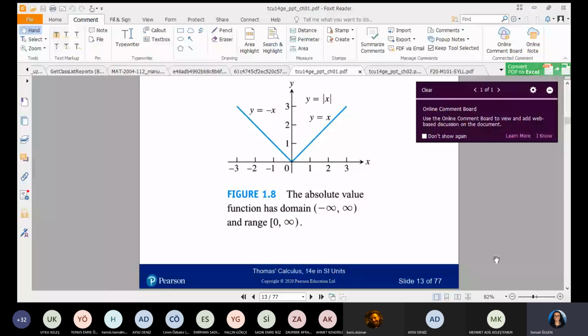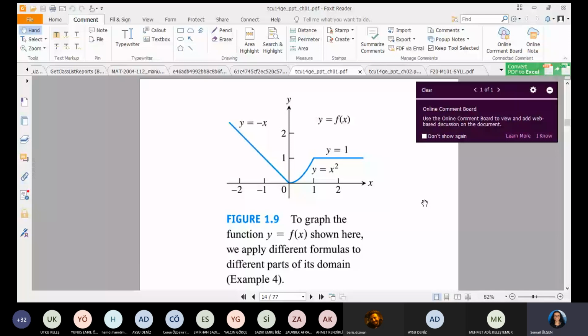Here's another function. Actually, this function is made up of a couple of functions. For example, for x values less than 0, we take the function y is equal to negative x. Between 0 and 1, we take the function y is equal to x squared. And between 1 and infinity, we take the function y is equal to 1. So we take 3 different functions and we combine them in a way that we got this function.